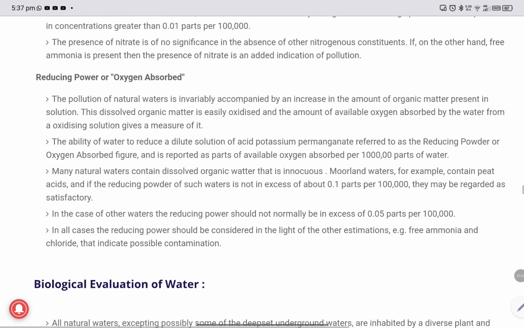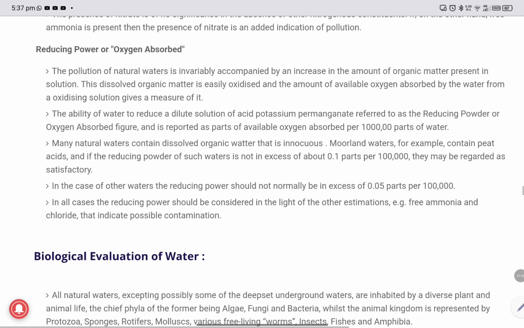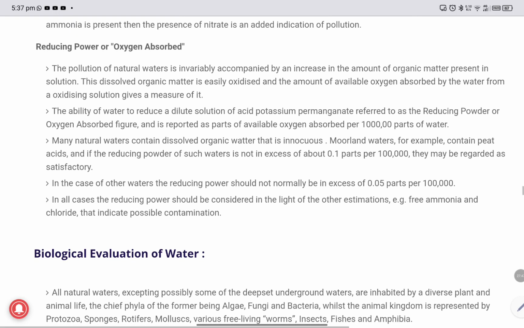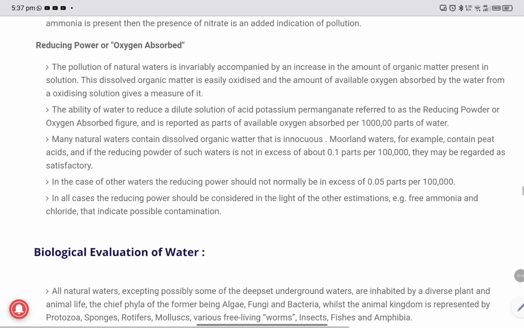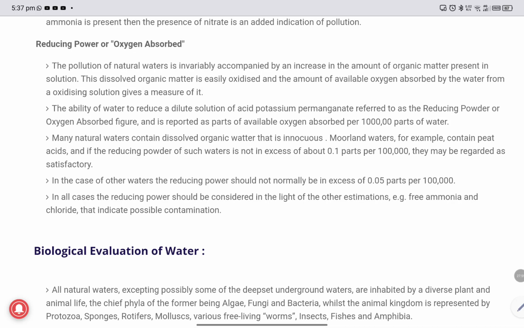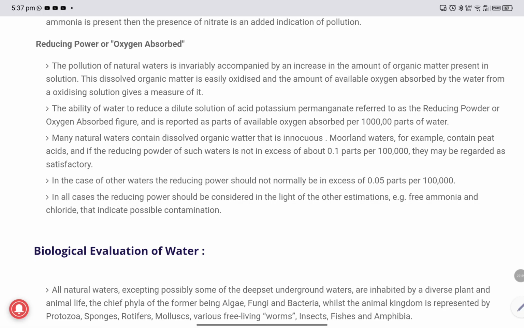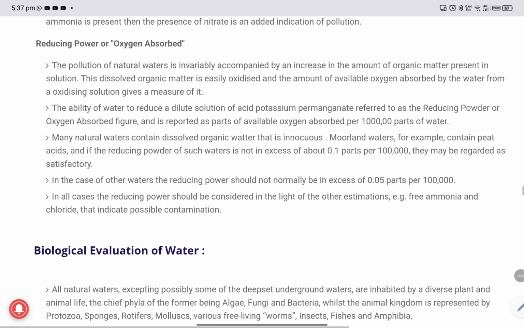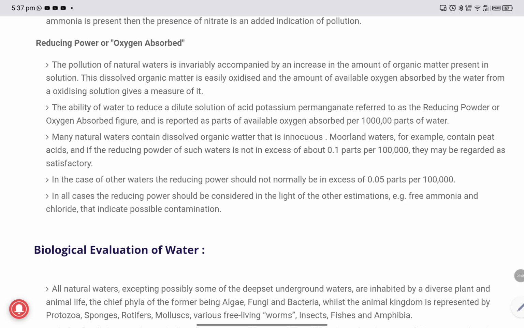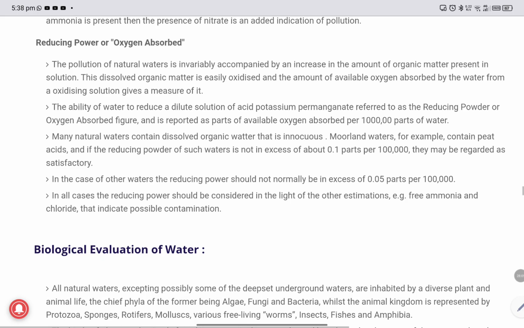Reducing power or oxygen absorbed. The pollution of natural water is invariably accompanied by an increase in the amount of organic matter present in solution. The dissolved organic matter is easily oxidized, and the amount of available oxygen absorbed by the water from an oxidizing solution gives a measure of it.